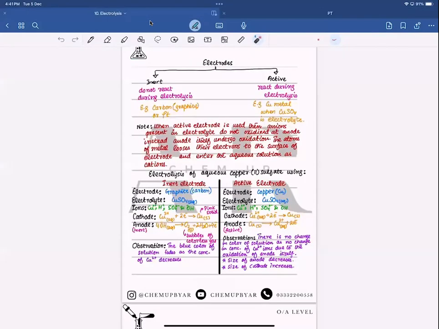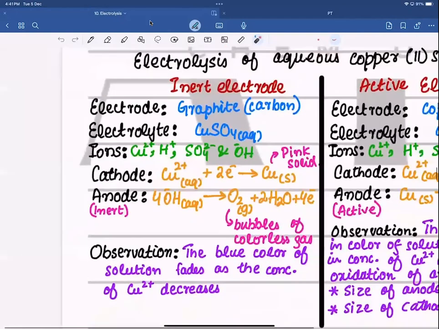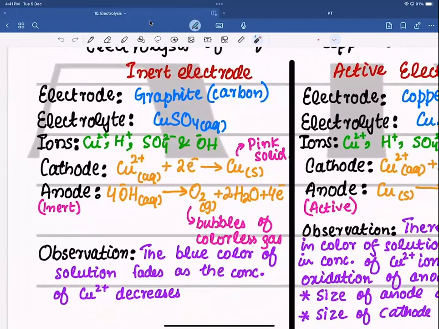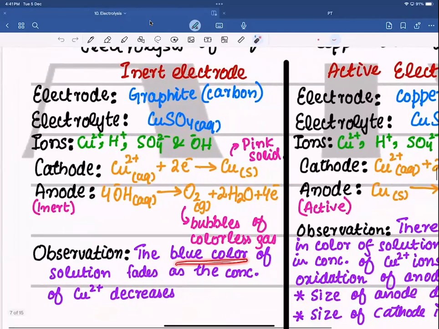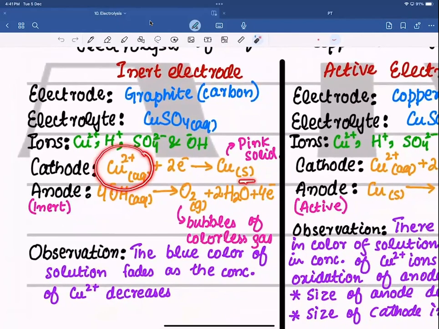So here, the copper is an ion, which means copper is in the form of a compound. As it is in the form of a compound, the solution is colored. So the solution has blue color. But as the reaction proceeds, all of the copper is deposited as solid, so there is a decrease in the concentration of copper ions. As the copper ion concentration decreases in the solution, you observe the color fade, and if you continue, it turns colorless, because all of the copper ions from the solution are deposited as a pink solid at the cathode.